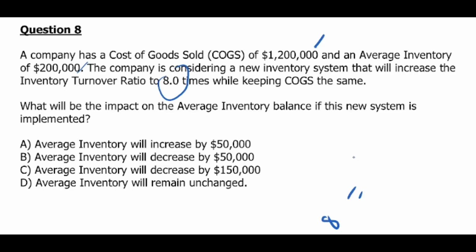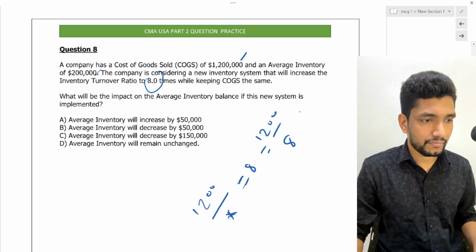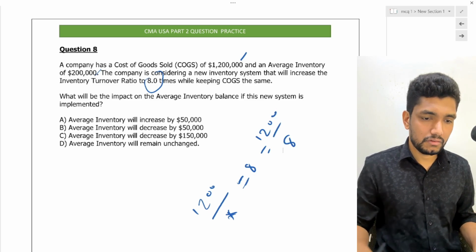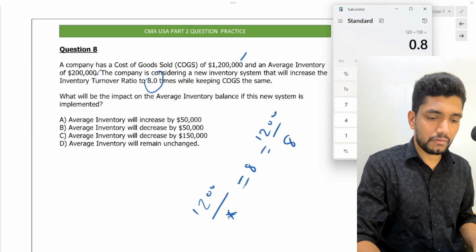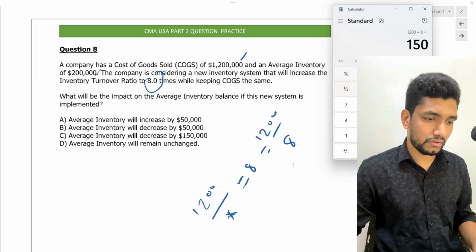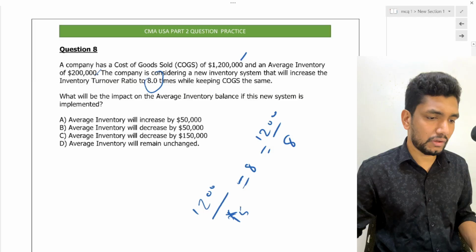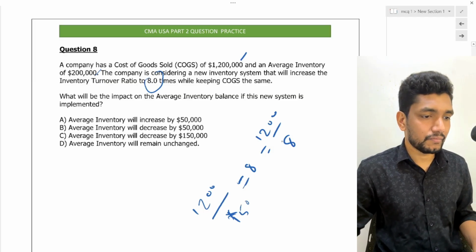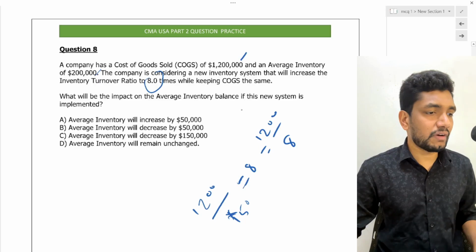So you can apply the formula here. The required inventory is 1.2 million divided by 8, that is 150,000. So in this example, 150,000 is the average inventory. The current inventory is 200,000.